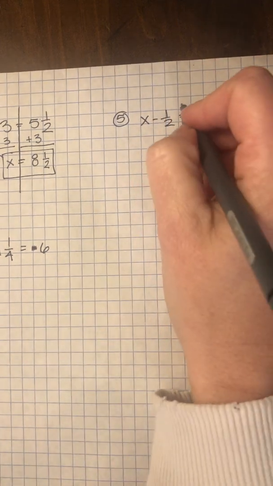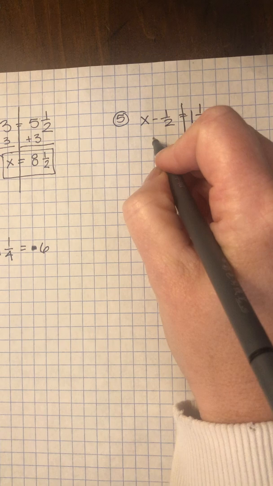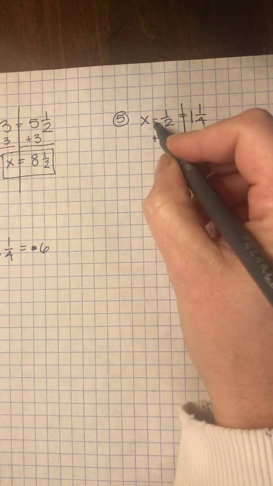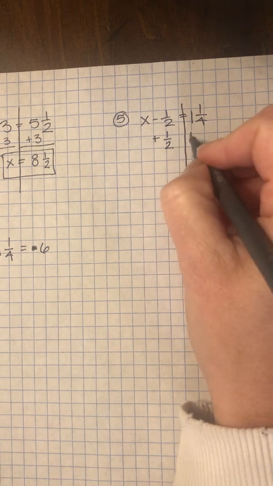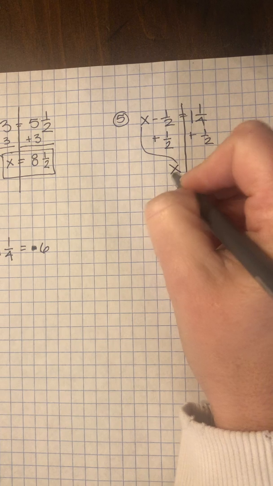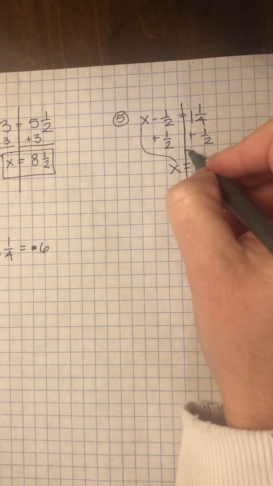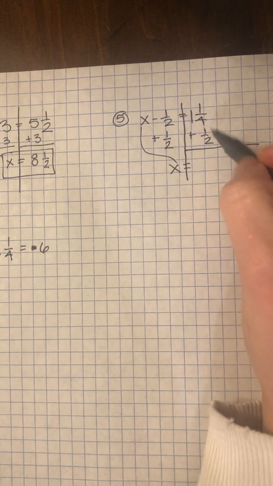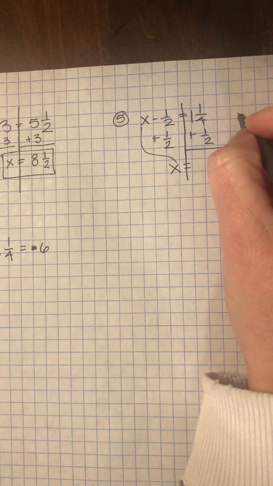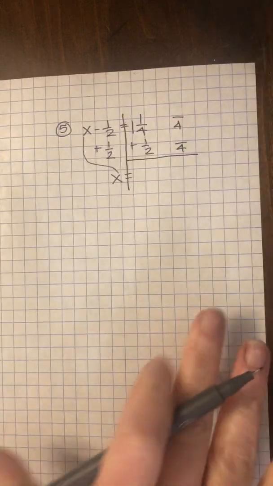For number 5, we have x minus 1/2. We did one like this in class. To move the minus 1/2, I have to do the opposite. So I have to add 1/2 on both sides. That leaves me with the variable all by itself on the left, and on the right, I have a whole number and a fraction. My fractions have to have a common denominator when I add them. So they both can go into 4, so that's what I'll use.